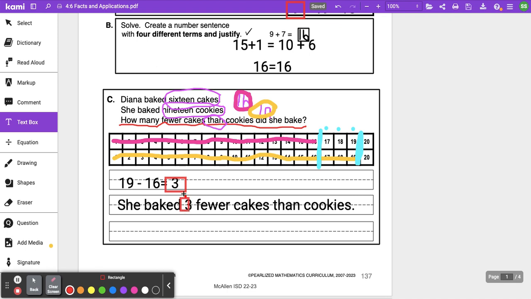The answer box. She baked 3 fewer cakes than cookies. And I know that because 19 minus 16 is a difference of 3. All right, if you need to push pause, please do.